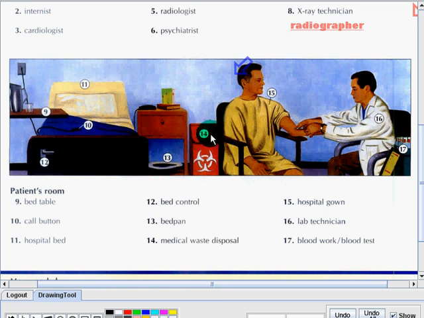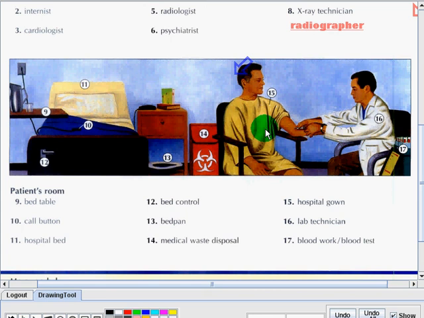And then we have the medical waste disposal. You can also see medical waste disposal inside the room. This is where you put your trash or garbage. Next we have the hospital gown. A patient should wear a hospital gown. This is a dress you wear when you're confined in the hospital.